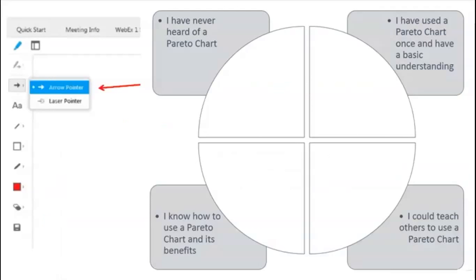we have a chart here, and again the instructions are still on the side how to get the arrow pointer. So we have 4 segments of this pie here, and on the top left, I have never heard of a Pareto chart. Top right, you've used it once and you've got a basic understanding. Bottom left, you know how to use it and you know what its benefits are. And bottom right, you could use it, you could teach it to others. You've used it lots, and you could actually come on here and do this section for me. So if you could just use your arrow pointer, please, and just tick in the box where suits your level of experience.